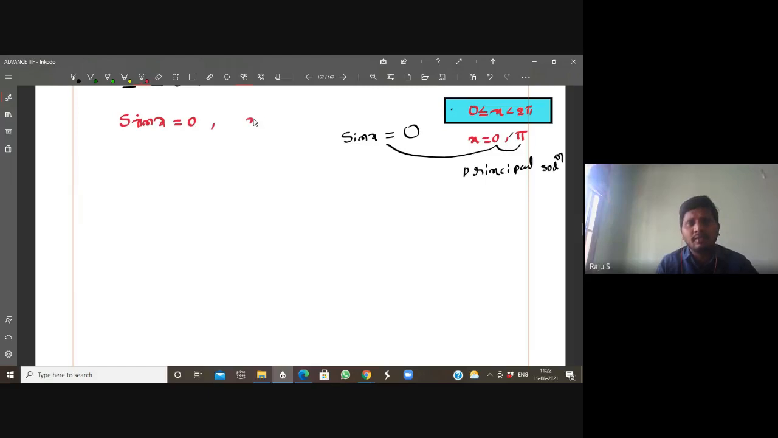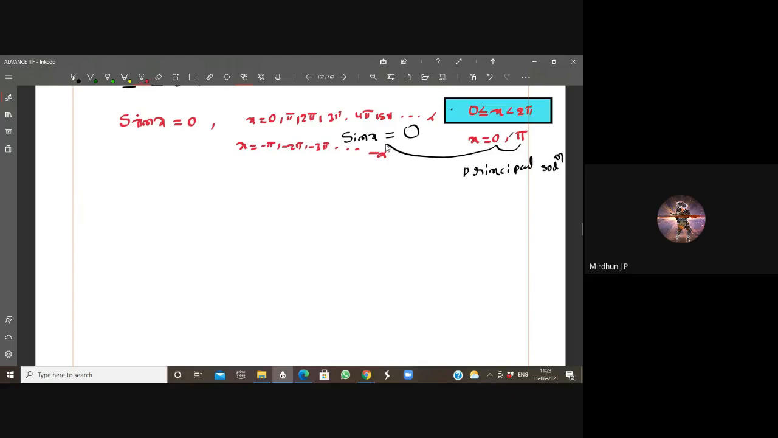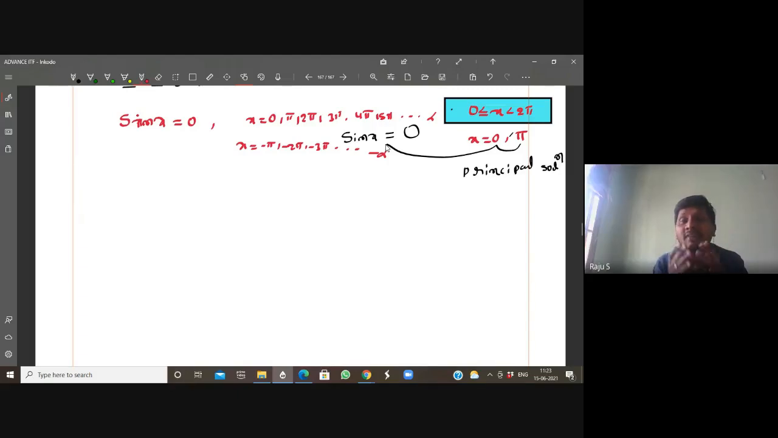But we know that sin x is 0 when x is equal to 0, pi, 2 pi, 3 pi, 4 pi, 5 pi, like that till infinity. Not only this, x is also 0, minus pi, minus 2 pi, minus 3 pi, till minus infinity. How many solutions are there here? Infinitely many. For infinite values of x, sin x is 0.